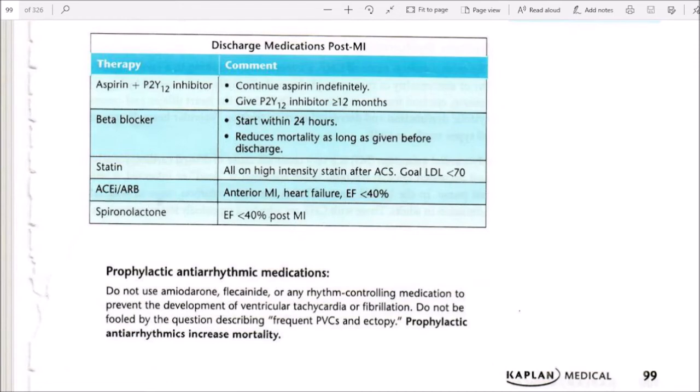ACE inhibitors or ARBs for anterior MI, heart failure, ejection fraction less than 40%. Spironolactone, ejection fraction less than 40% post-MI. Prophylactic antiarrhythmic medications. Do not use amiodarone, flecainide, or any rhythm controlling medication to prevent the development of ventricular tachycardia or fibrillation. Do not be fooled by the question describing frequent PVCs and ectopy. Prophylactic antiarrhythmics increase mortality.